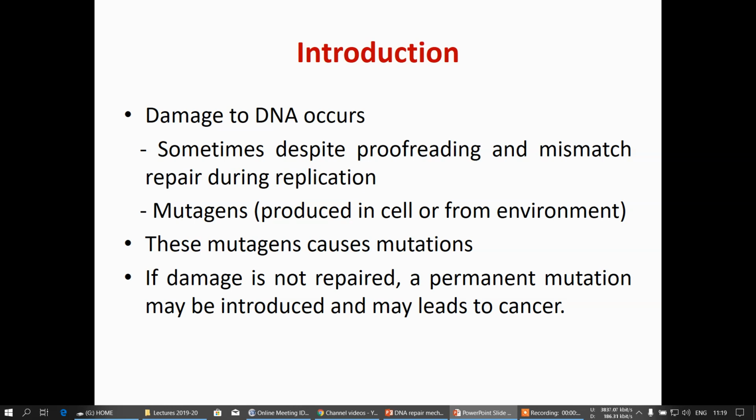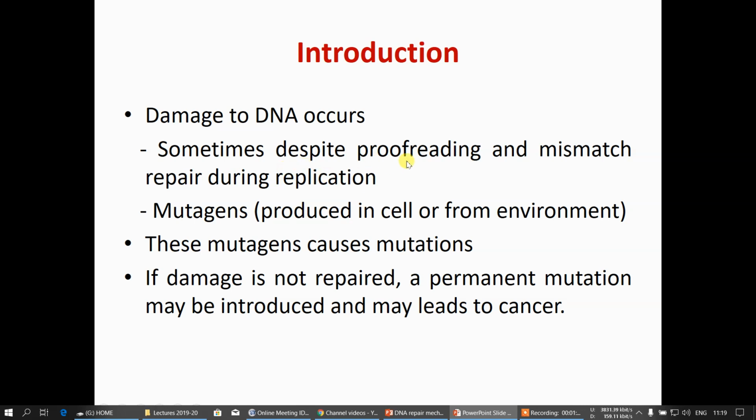Sometimes, even after the proofreading and mismatch repair during replication. In replication we have seen that if a mismatched base has been introduced into the newly synthesized strand, then it can be proofread by another type of DNA polymerase that has 3' to 5' exonuclease activity. So the mismatched base can be removed, the actual complementary nucleotide base will be added there, and replication will move further.